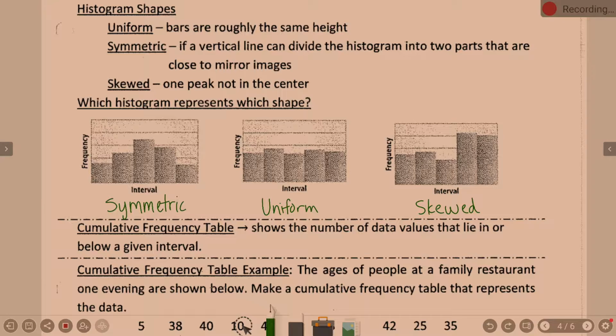Okay, last one. Cumulative frequency table. On the other page, we did a frequency table where each category had so many numbers in that category. A cumulative frequency table shows the number of data values that lie in or below a given interval. So the first interval has its numbers. When you get to the second interval, it's those numbers plus the numbers before it. When you get to the third interval, it's those numbers plus all the numbers before it. So it's accumulating. When you get to the end, the very last interval will have the total number of numbers.